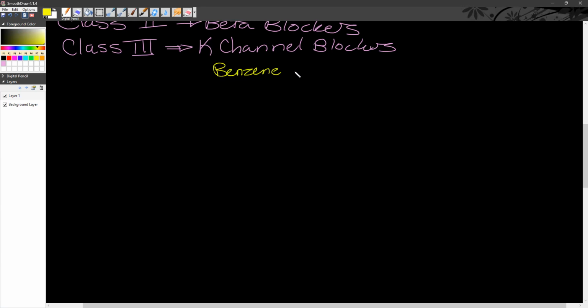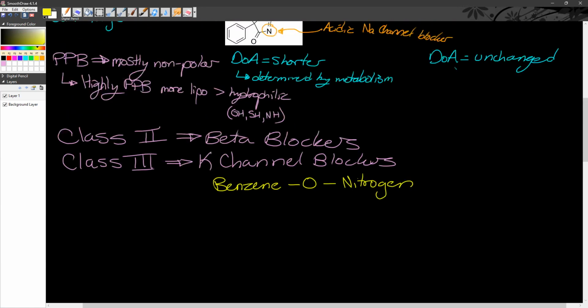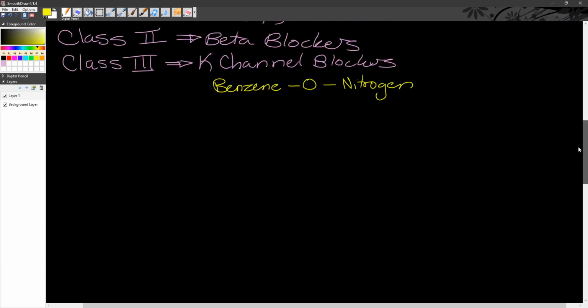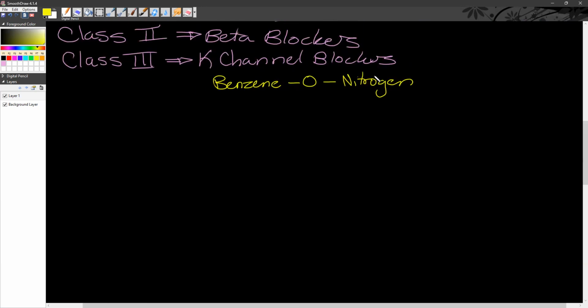Benzene, O, nitrogen. Unlike the sodium channel blockers, which are all about lipophilic area like benzene. And then we have a nitrogen that we worry about, right? Either a tertiary amine or a secondary amine, or we're worrying about that aniline moiety. Here, we need to see that we have the benzene ring, benzene only for the most part, then an oxygen, then a nitrogen.